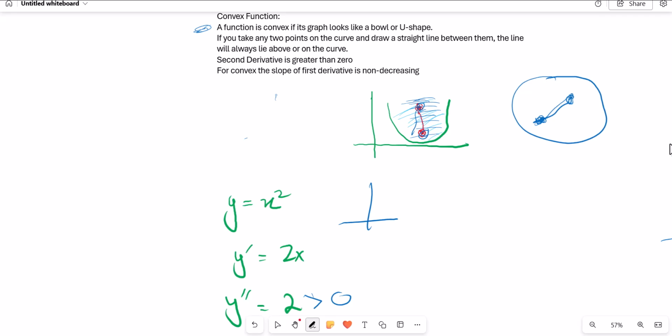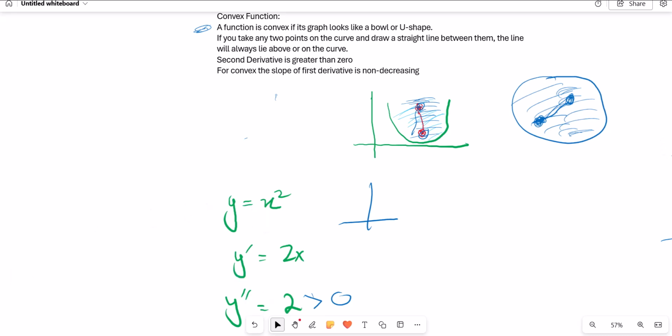Similarly, in the circle we took these 2 points and they are within its domain or region. For a function, to check whether it is convex or concave, its second derivative must be greater than 0. For example, we took y equals x square, its first derivative is 2x and its second derivative is 2, which is greater than 0, so it is a convex function.